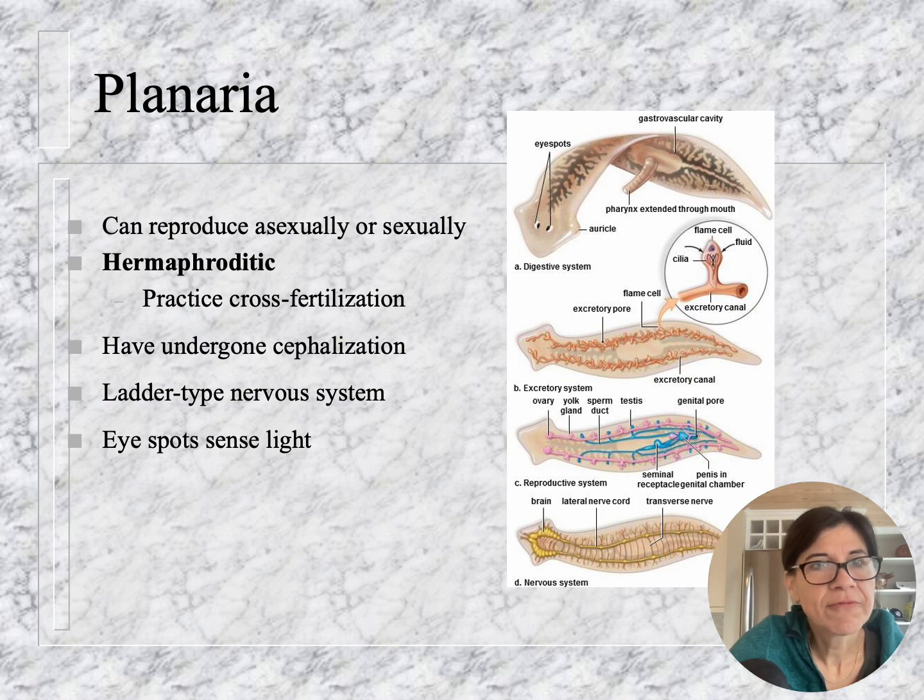Planaria is a type of flatworm that lives in fresh water. They are hermaphroditic, meaning they have both male and female parts. And if you can see this lower part, their nervous system now is being concentrated in the head. That yellow tissue is nervous tissue.